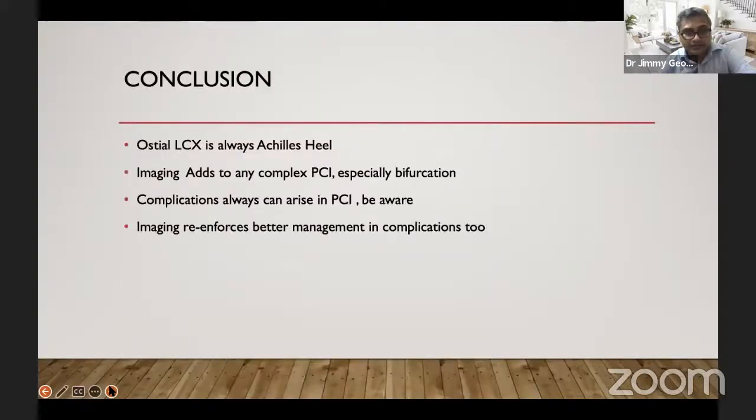In conclusion, I would say ostial circumflex is always an Achilles heel, and that is something which we like to neglect or not to touch and leave it. Almost 50% chances of restenosis. Imaging definitely adds to any complex PCI, especially in bifurcation lesions. Complications can always arise even in the last shot itself. So always be aware of that. And imaging always reinforces better management of complications too. Thank you.